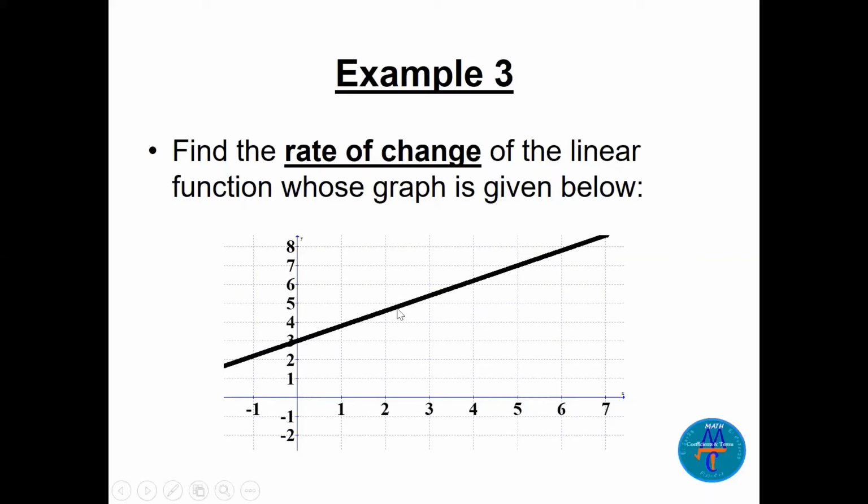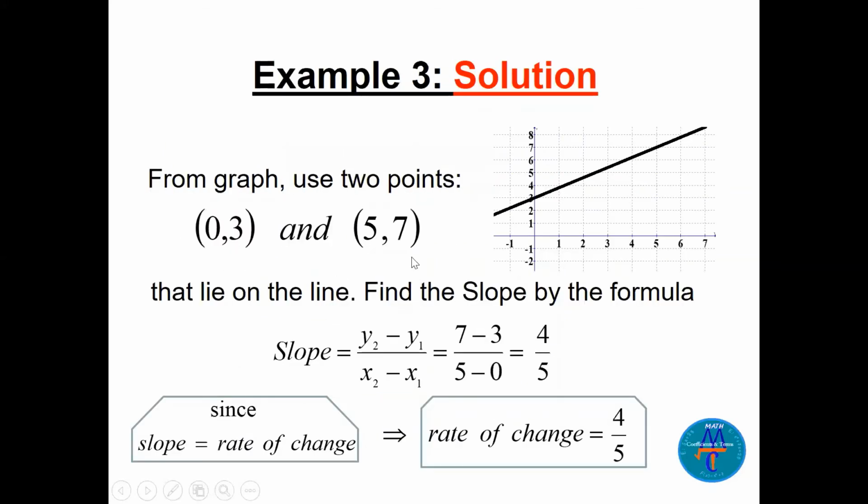So you have to take clear points. This is not clear, this is not clear, this is not clear. Maybe this one is a clear point on the x-axis. So I choose clear points, (0, 3) there on the x, and then (5, 7). I can see that these two points lie on the line, so I find the slope by the formula.